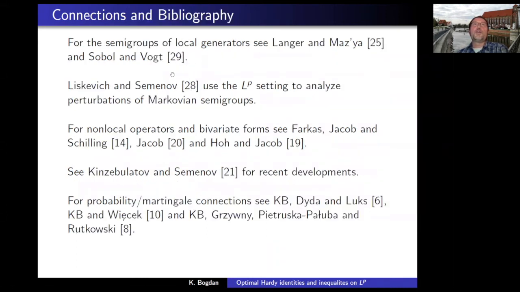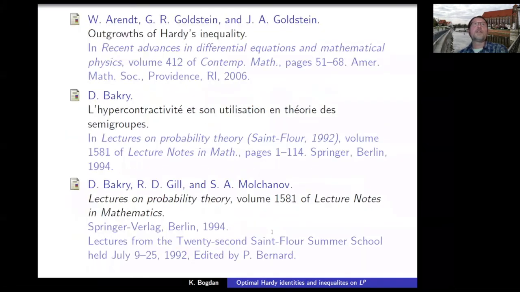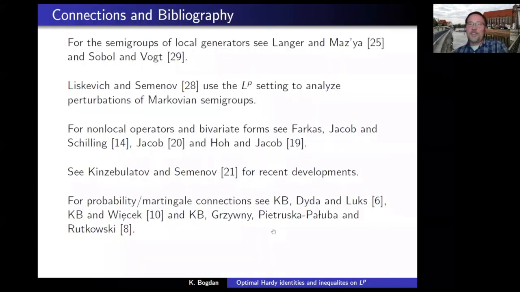As for local operators, I have some references here. This L^p setting was important to study perturbations of Markovian semigroups. There's a large body of work by Farkas, Jacob, and Schilling, especially the monograph of Jacob, and also by Hoh. And their approach, especially to the bivariate forms, is of interest. And there are some recent developments by Damir and Professor Semenov. And there are some probability and martingale connections which were really inspiring us. I mention them here, but my time is finishing, so maybe I will stop here. And if there are questions, I will be happy to answer.